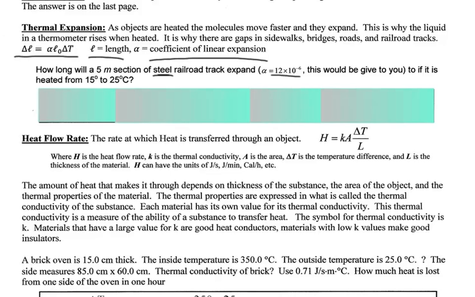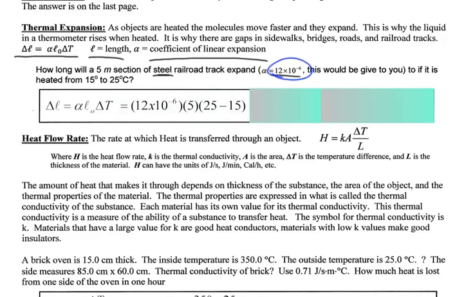So how long will a 5-meter section of steel railroad track expand to if it is heated from 15 degrees to 25 degrees? Looking at our formula, we are going to look for our delta L, or the change in length. We know the coefficient of linear expansion is 12 times 10 to the negative 6th. We know that our initial length is in meters, which is good. It's 5 meters.